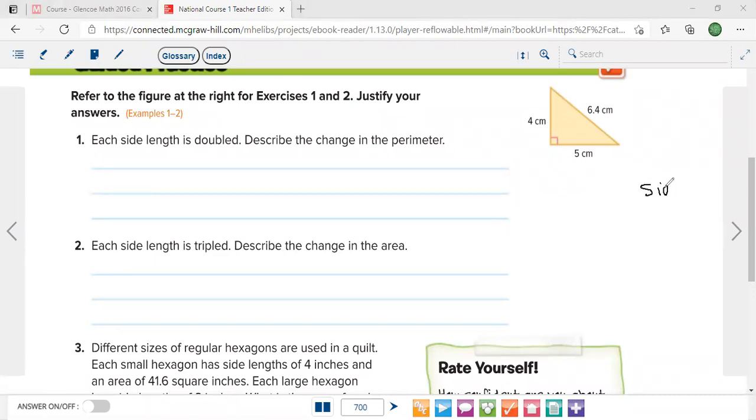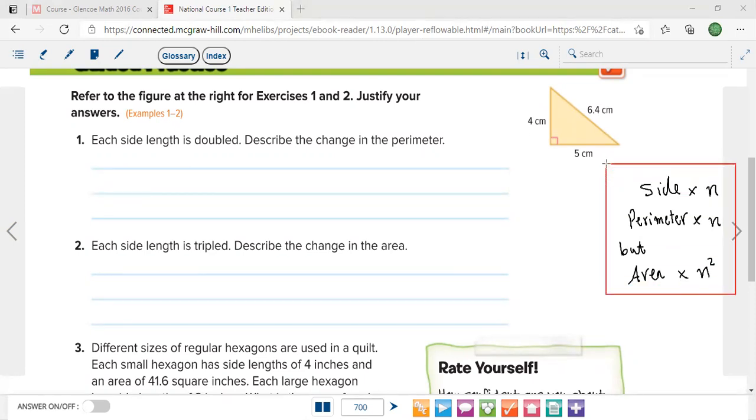If the side is multiplied by a number n, so the perimeter should be multiplied by the same number n. But if we ask you for the area, it should be multiplied by the square of the number, which is n power 2. This is the summary of the lesson. Remember this very well. This will solve any problem for this lesson.